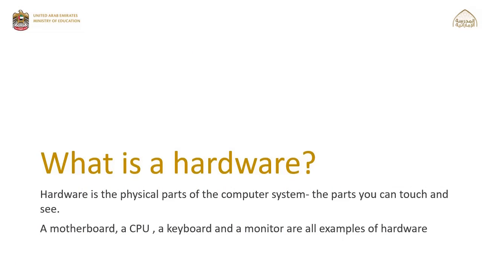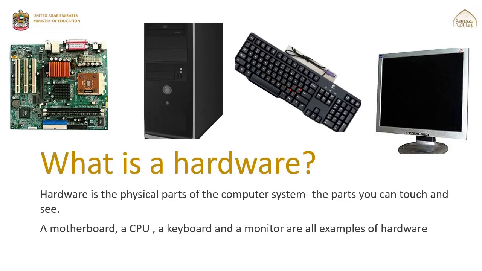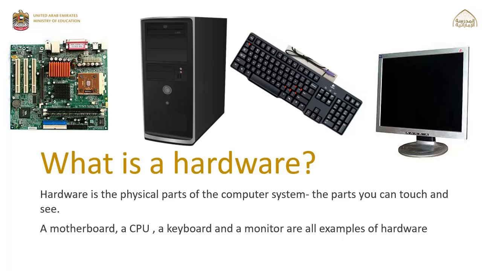What is hardware? Hardware is the physical parts of the computer system, the parts you can touch and see. There are a few examples you can see on my screen: a motherboard, a CPU, a keyboard, a monitor. These are all examples of hardware.